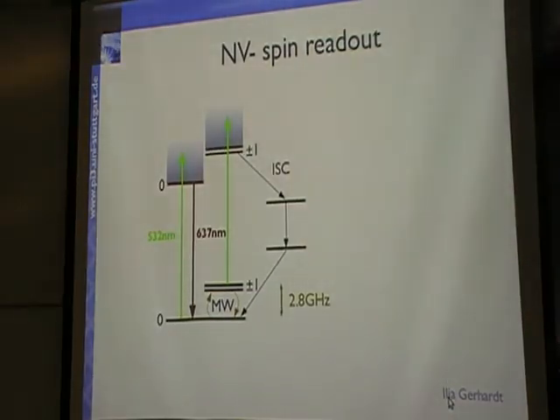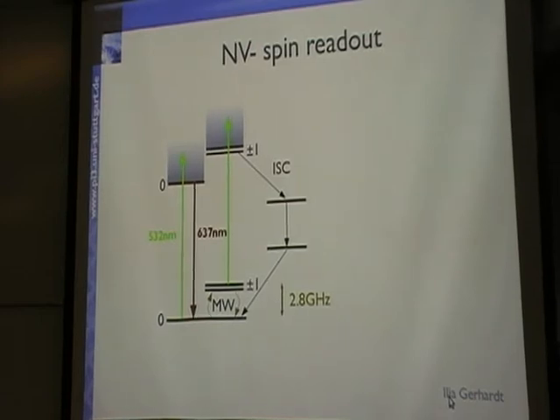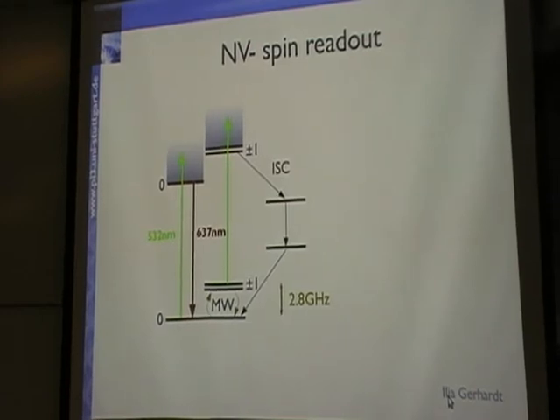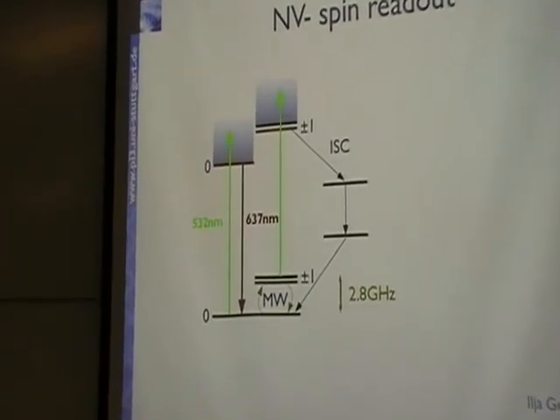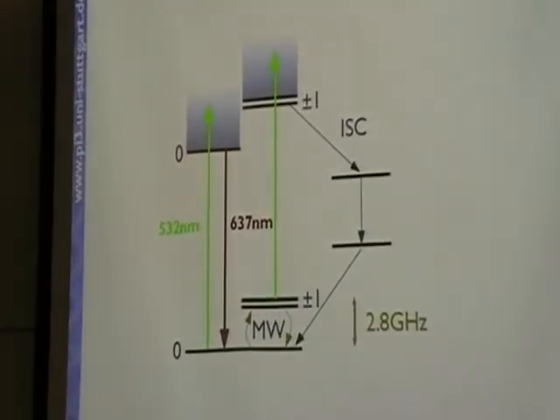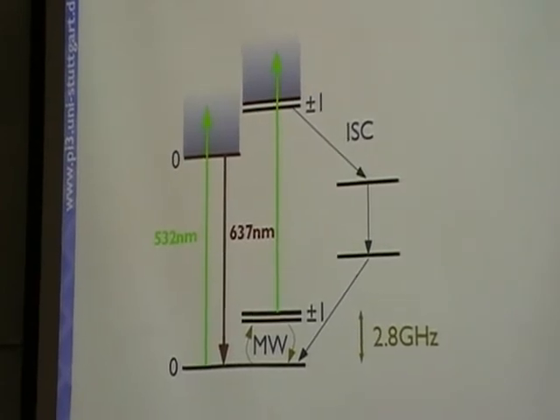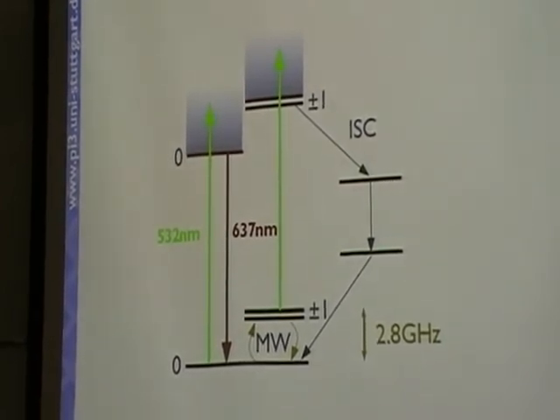So the NV has a lot of properties which are much nicer than what I have shown you so far. Basically I was only showing you the left-hand side here. I was showing you, well, there's a ground state and there's an excited state. But the nice point is that there's a manifold of the ground state. So there's not only the spin 0, but also a plus minus 1 level.